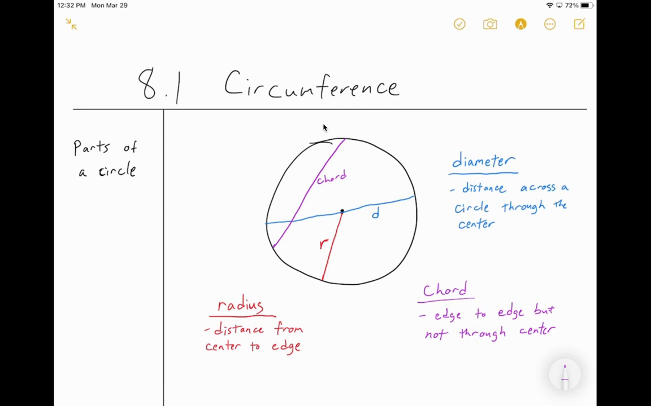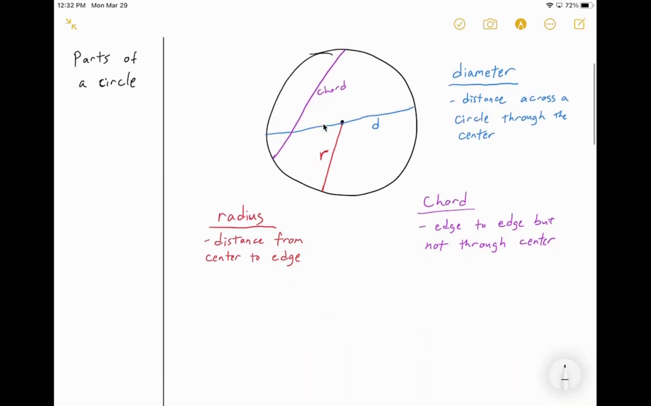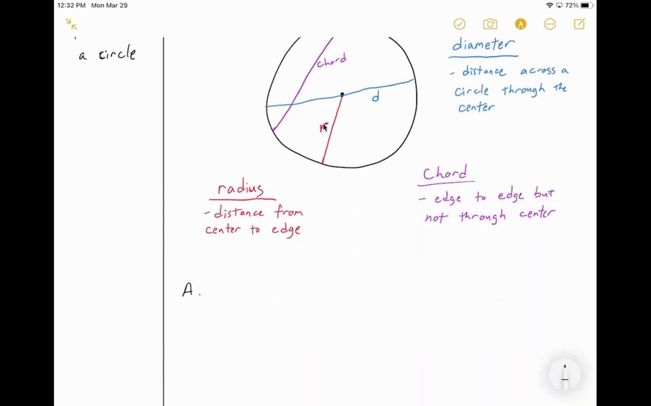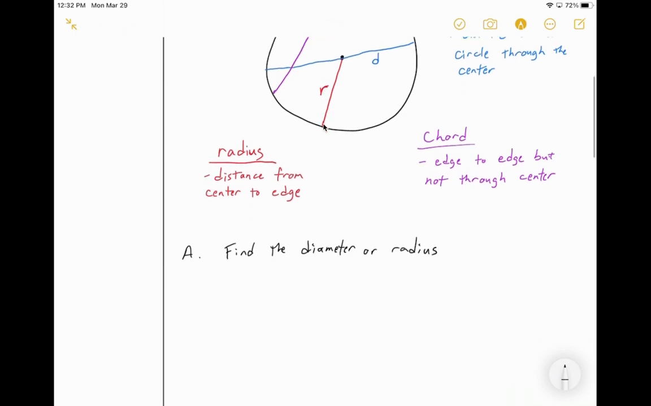So R for radius, D for diameter. Again, diameter is the longer word, thus it's the longer line. That's not true always, but for this case, it will work. So let's do a problem here, just so we can see what kind of things you might encounter. I'm going to ask you to find the diameter or the radius, depending on what you're given and depending on what you need to find. So let's start with an easier one here.